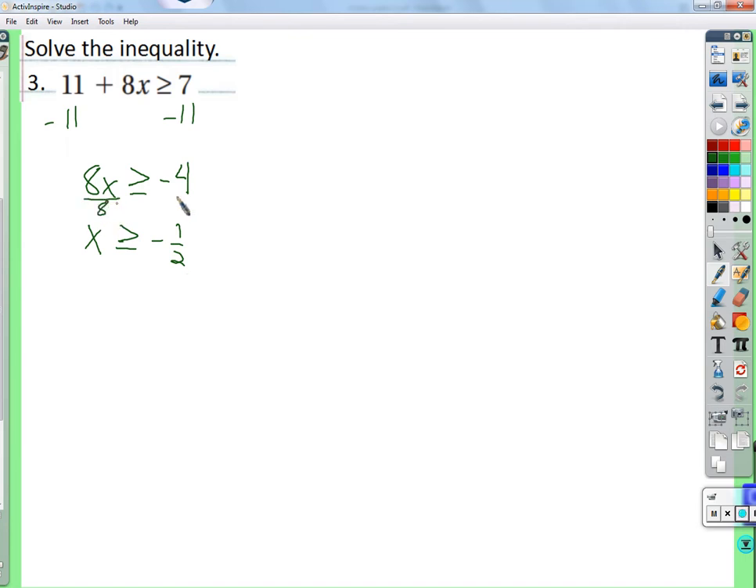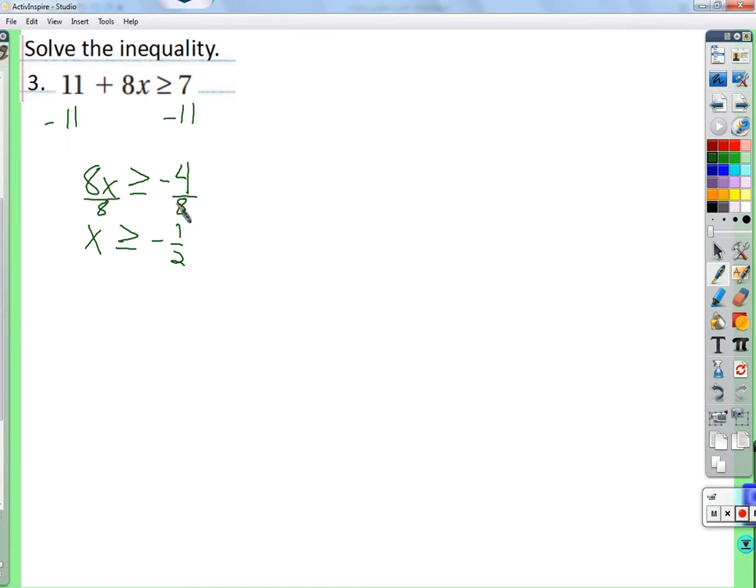Let me write down what I did here. I divided by 8. Now, it's not uncommon for someone to then switch the direction of the inequality. Should we do that? No. No, we shouldn't. But could you see how someone would think we're supposed to? Maybe get confused? Did they might get confused?